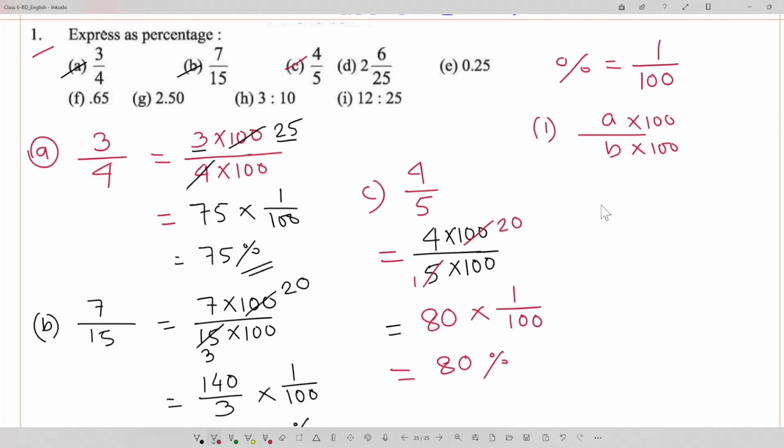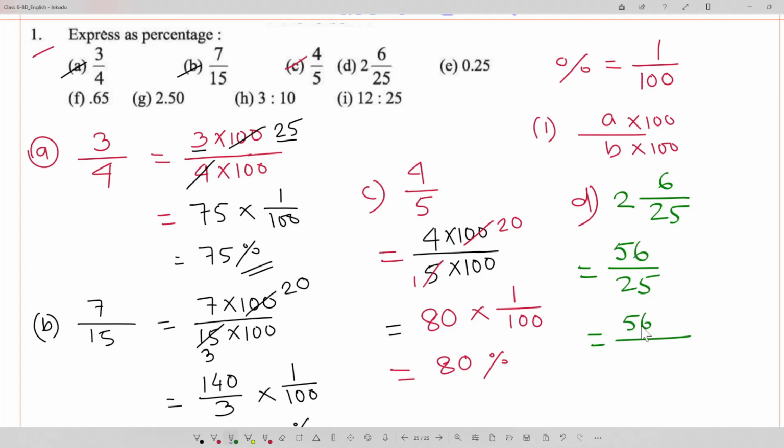Number C done. Number D, 2 and 6 by 25. It's a mixed fraction. So first we have to make this one an improper fraction. So 2 times 25 is 50. 50 plus 6 is 56, divided by 25. Now we can multiply this fraction by 100.